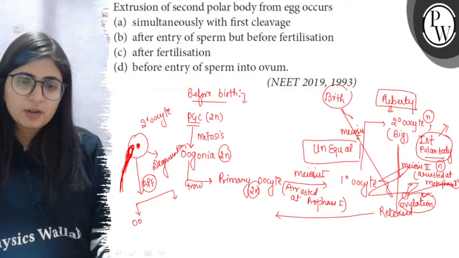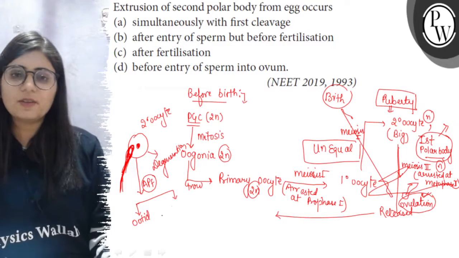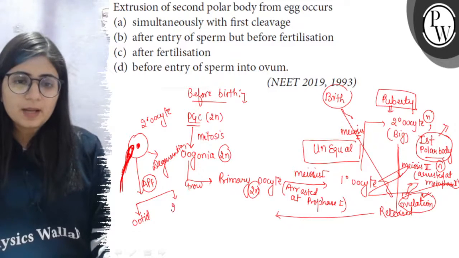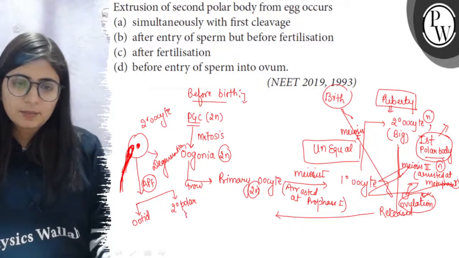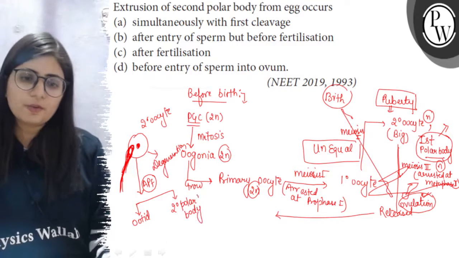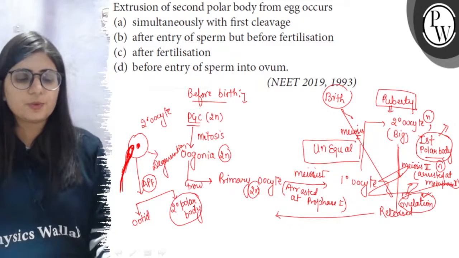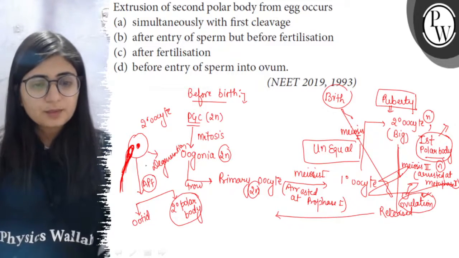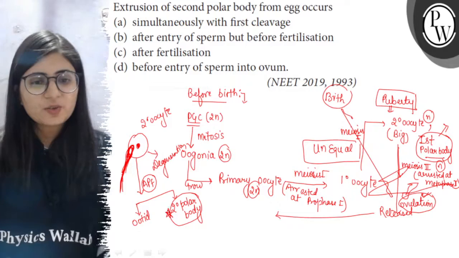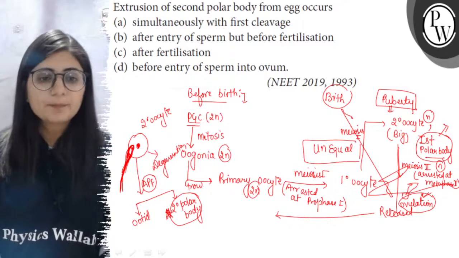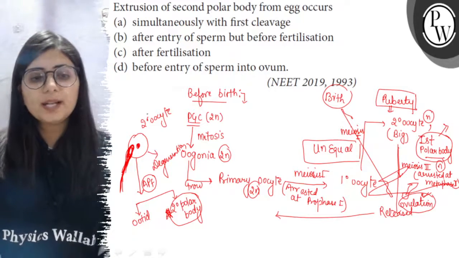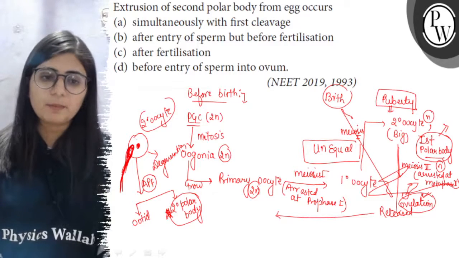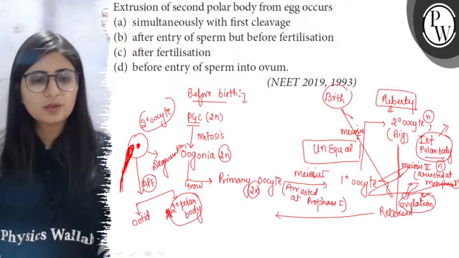It results in the formation of again two unequal cells. The larger one is known as the ootid, which receives a large amount of cytoplasm, and there is a second polar body which is very small in size because it receives only a small amount of cytoplasm along with 23 chromosomes. So from this entire sequence we can see that extrusion of the second polar body occurs when the egg or oocyte is penetrated by the sperm, but fertilization is not yet completed.